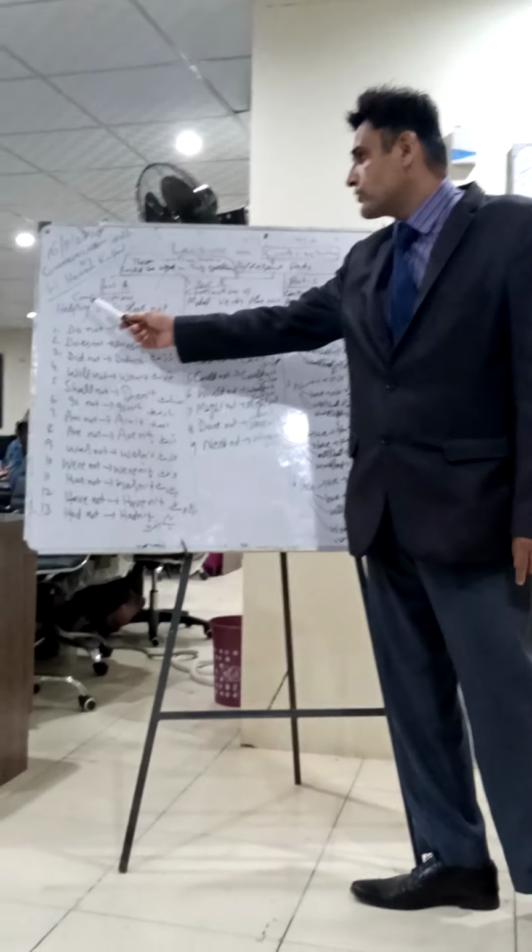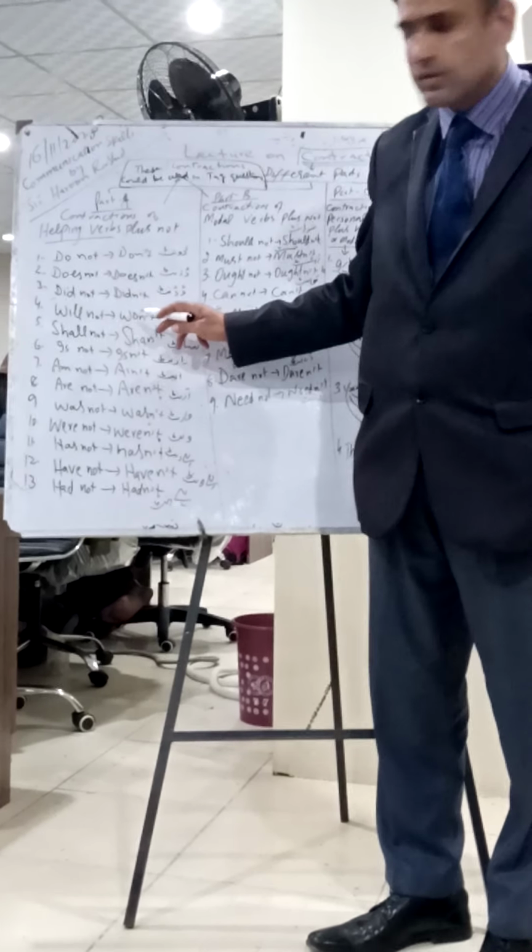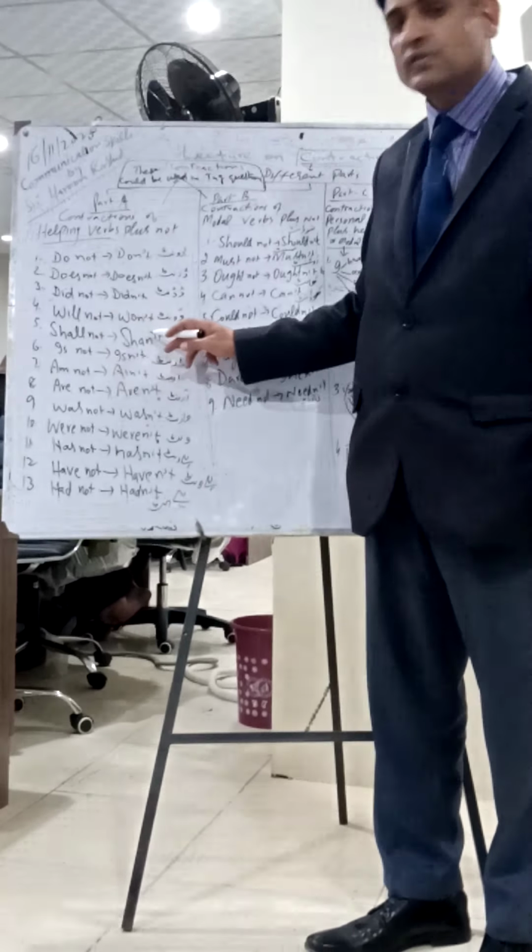So we've got the 13 helping verbs we contract with not, and we can get their sounds. For example, we can contract do not as don't, does not as doesn't, did not as didn't, will not as won't, shall not as shan't. Shan't is in British English, shan't is in American English.